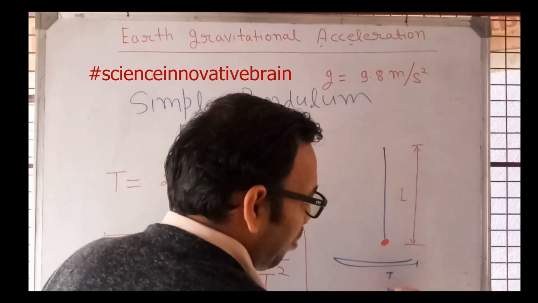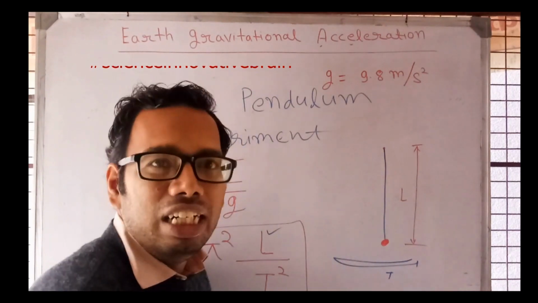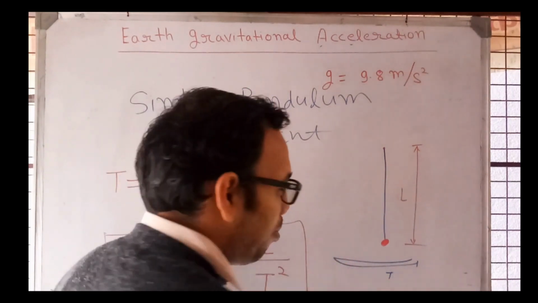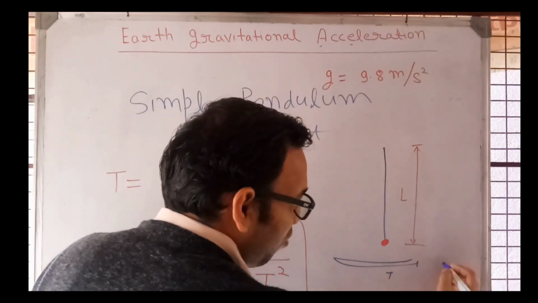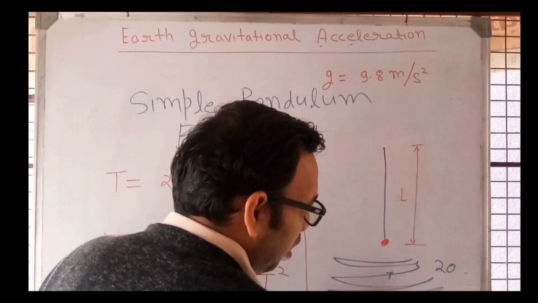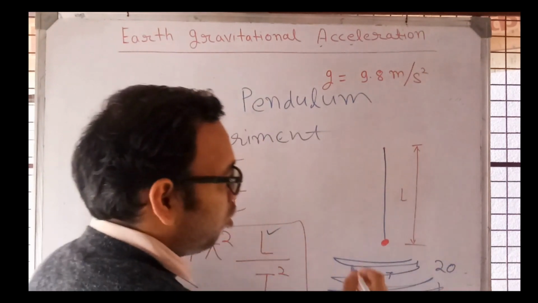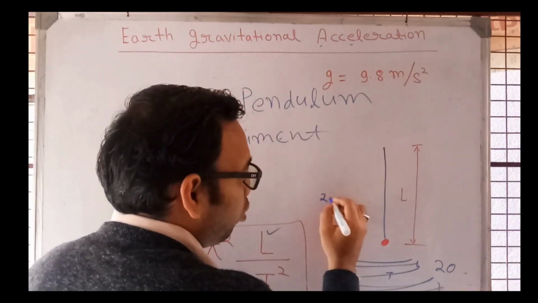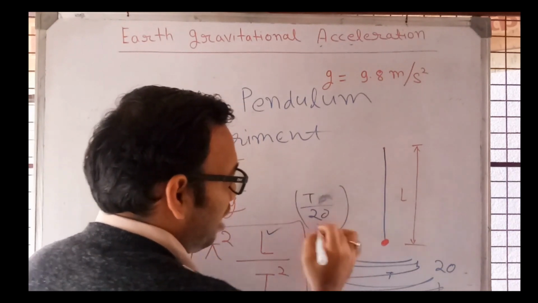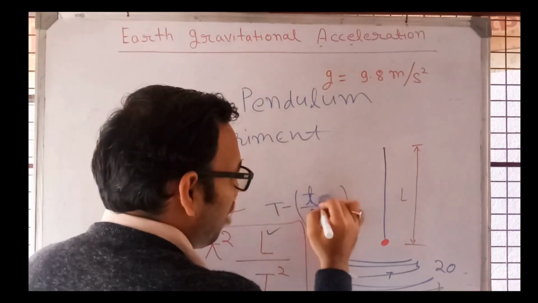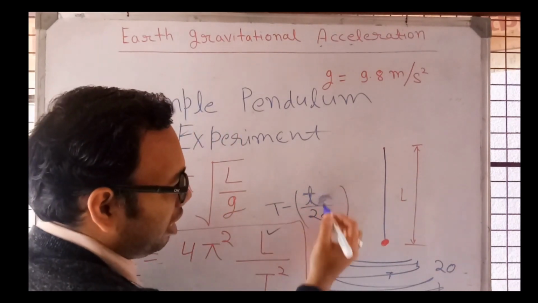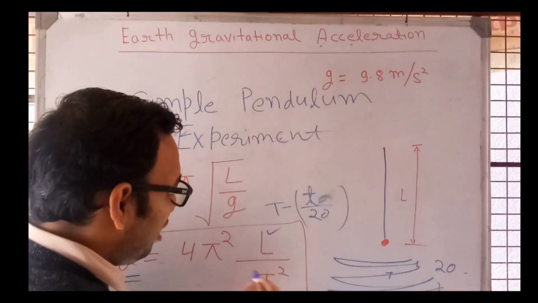So this is my time period, but I cannot calculate it quickly. So I will take an average time period. I will let it swing 20 times: going, coming back, going, coming back, like 20 times. Whatever total time I get, I divide by 20. That is my time period. So the total time, small t, divided by 20, I will get this T.